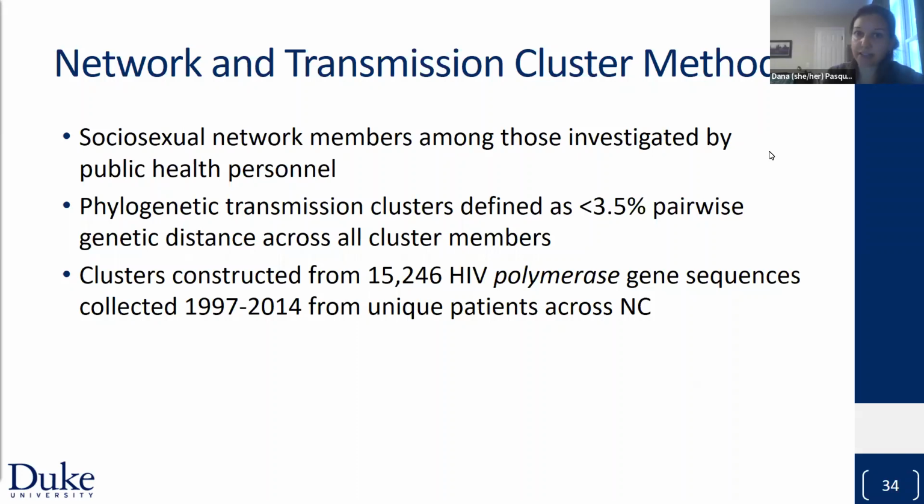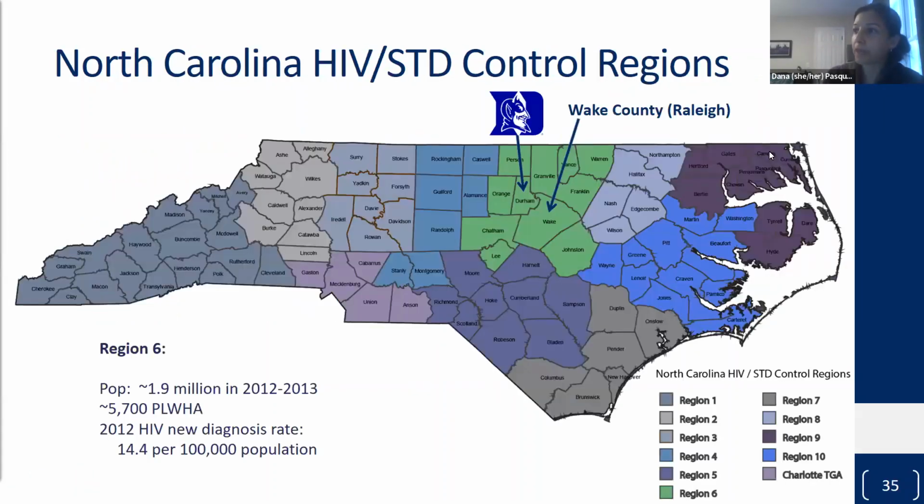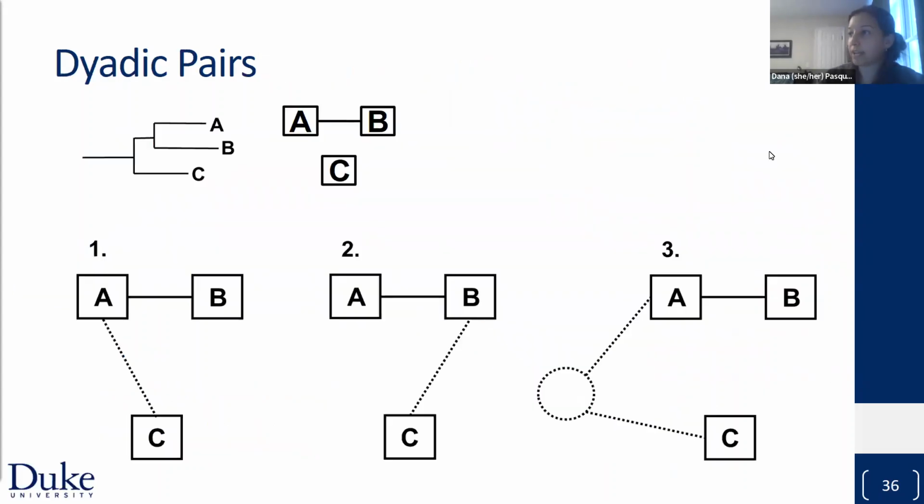And this was set against a background of 15,000 whole gene sequences that were collected from unique patients across North Carolina. It's the same data set as that circular phylogenetic tree that I showed at the beginning. So this network was among people who were diagnosed in the green counties. There's 11 green counties that make up HIV control region 6 in North Carolina. So they're contiguous counties. They include both urban, rural, and peri-urban counties, and they're fairly representative of this region as a whole.